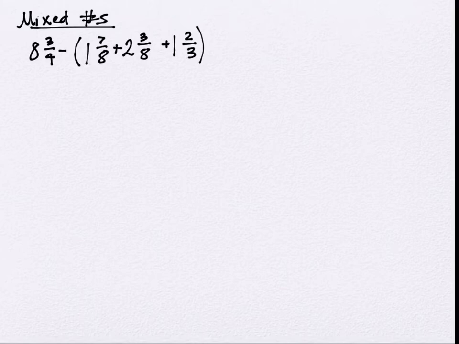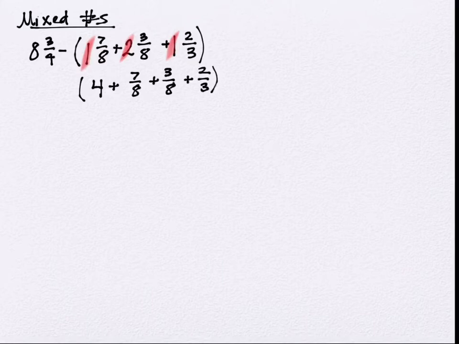So mixed numbers means that I group the whole number pieces together. So if I have 1, 2, and 1, that's a total of 4, right? And then I have 7 over 8, I have 3 over 8, and I have 2 over 3. And out at the beginning, I still have my 8 3/4. Okay, everybody good so far? Lovely. Now, these two, as we mentioned before, have the same denominator, just like they did before.